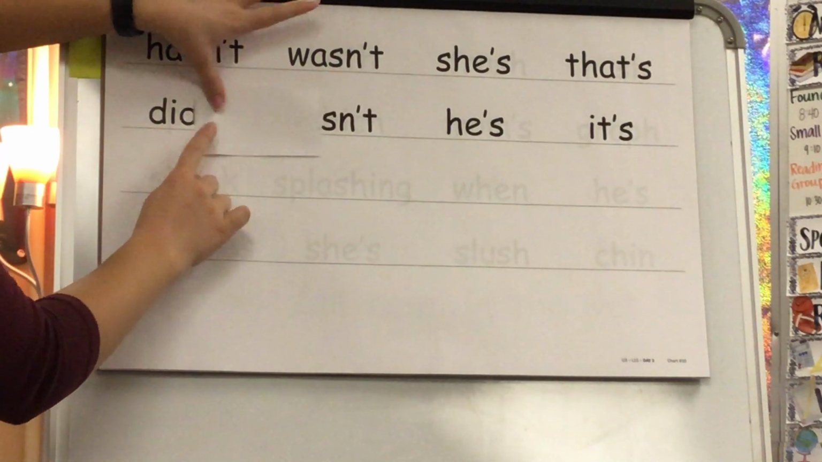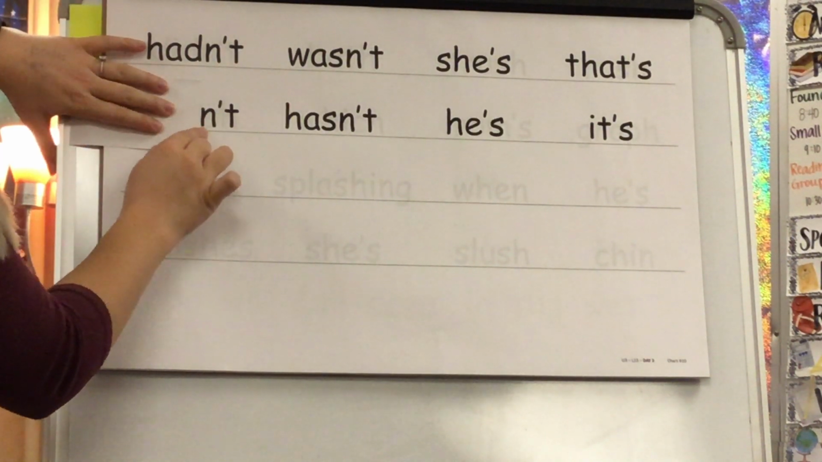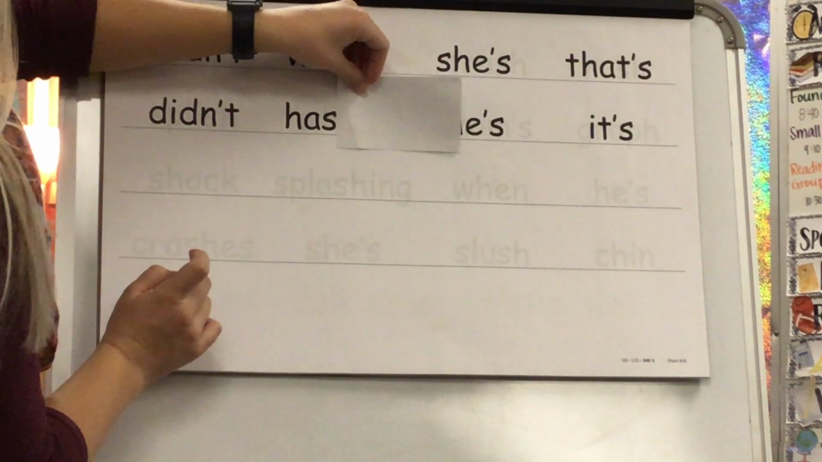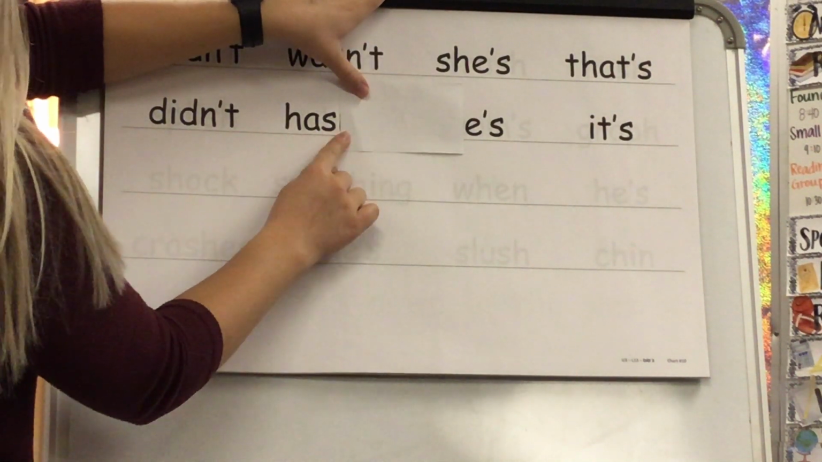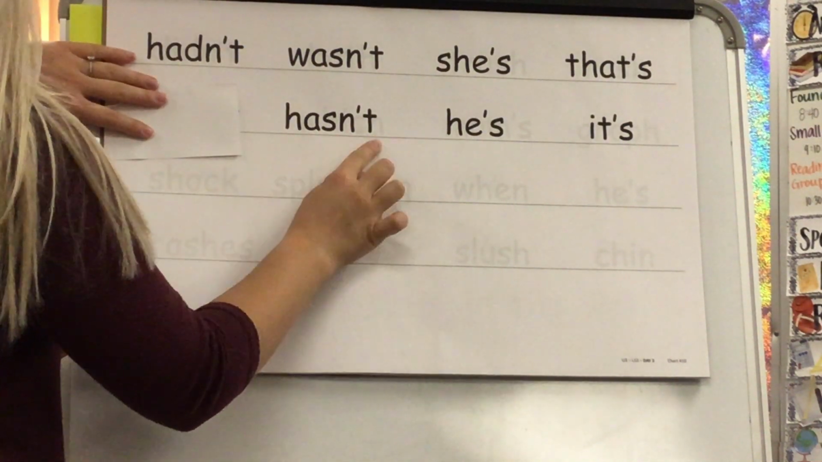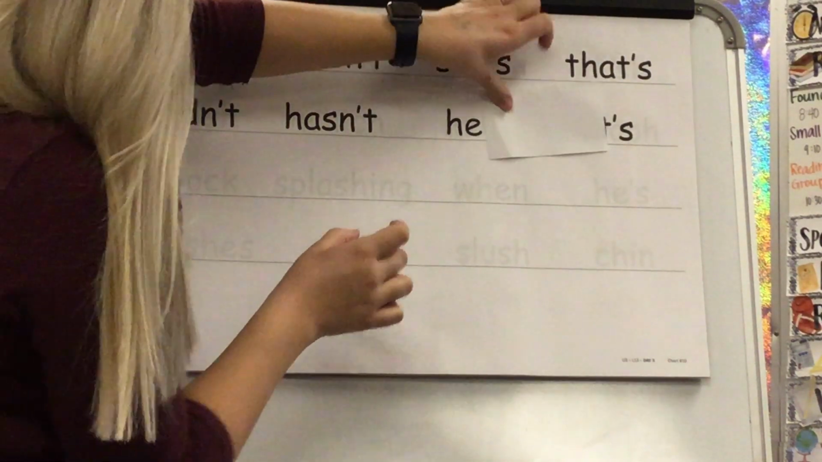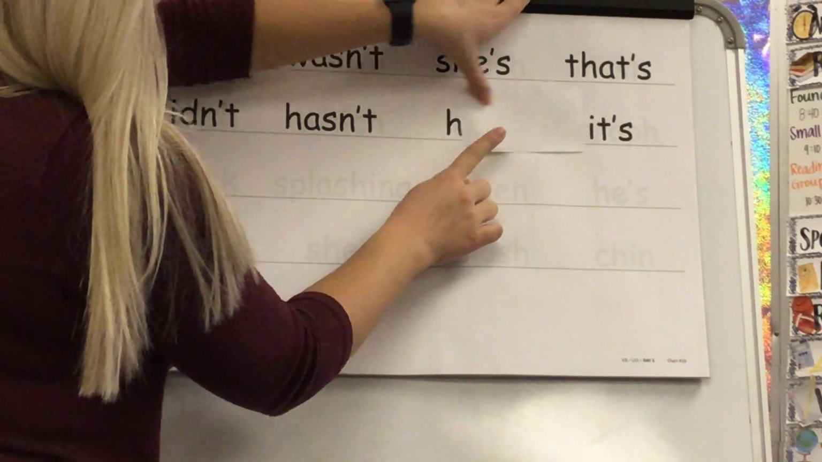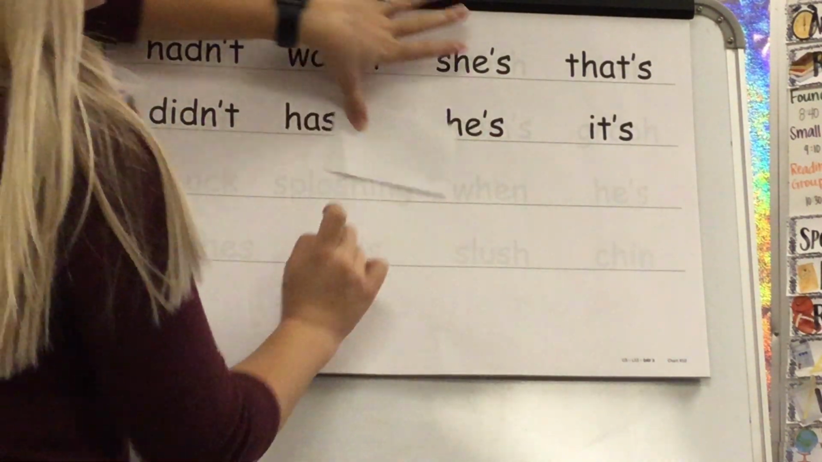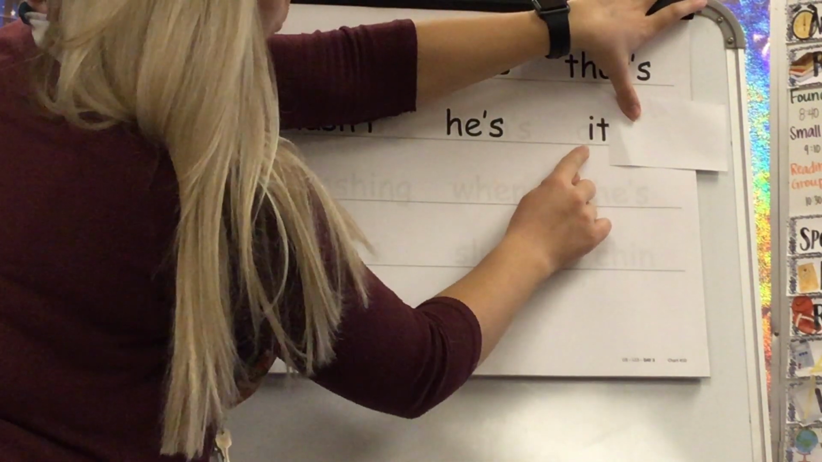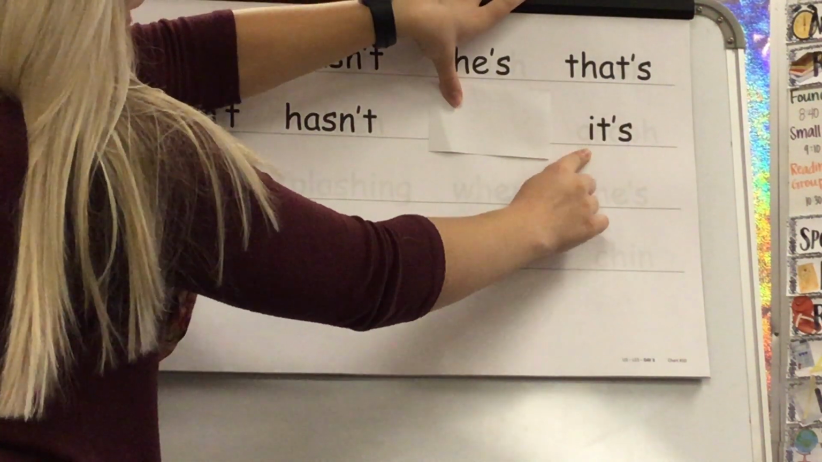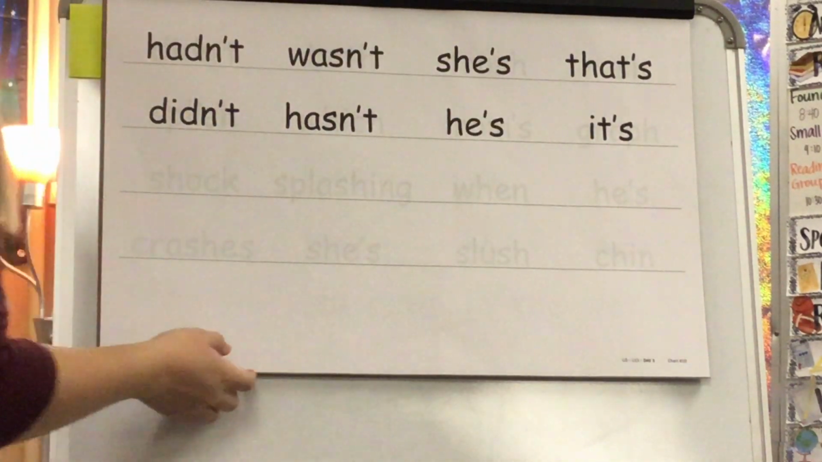Word, did. Blend, n't. Contraction, didn't. Yes, didn't. Word, has. Blend, n't. Contraction, hasn't. Yes, hasn't. Word, he. Sound, s. Contraction, he's. Yes, he's. Word, it. Sound, s. Contraction, it's. Yes, it's. Great job.